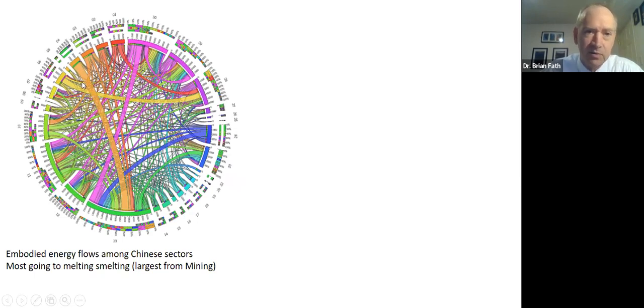And that kind of makes sense, right? That mining is giving a lot of embodied energy to this metal smelting. But you can track some of the other large flows coming in to this sector as well. A lot of information is packed in that particular figure, so I just highlighted the largest one.